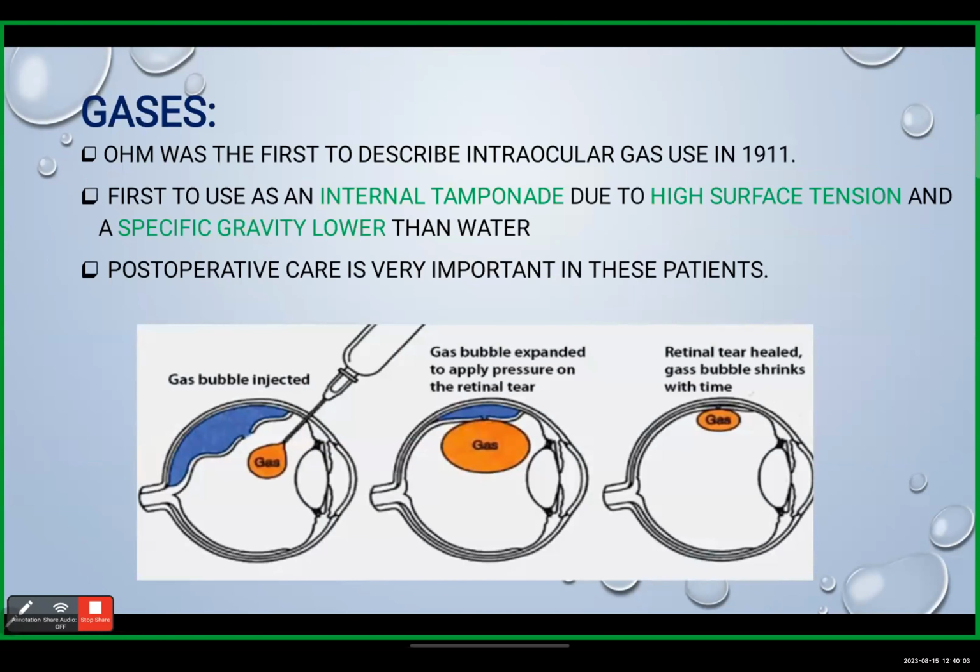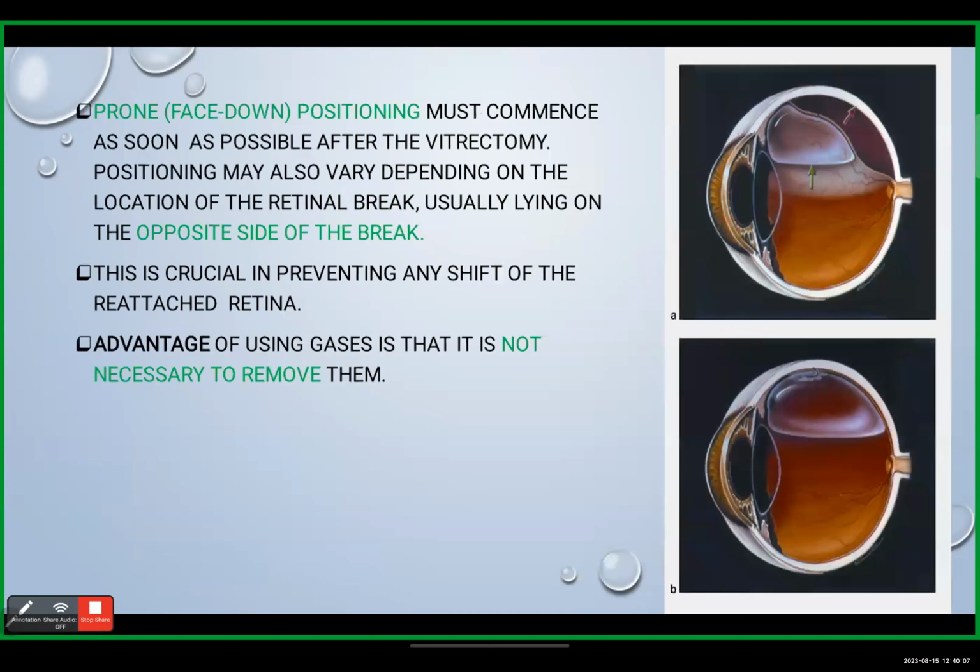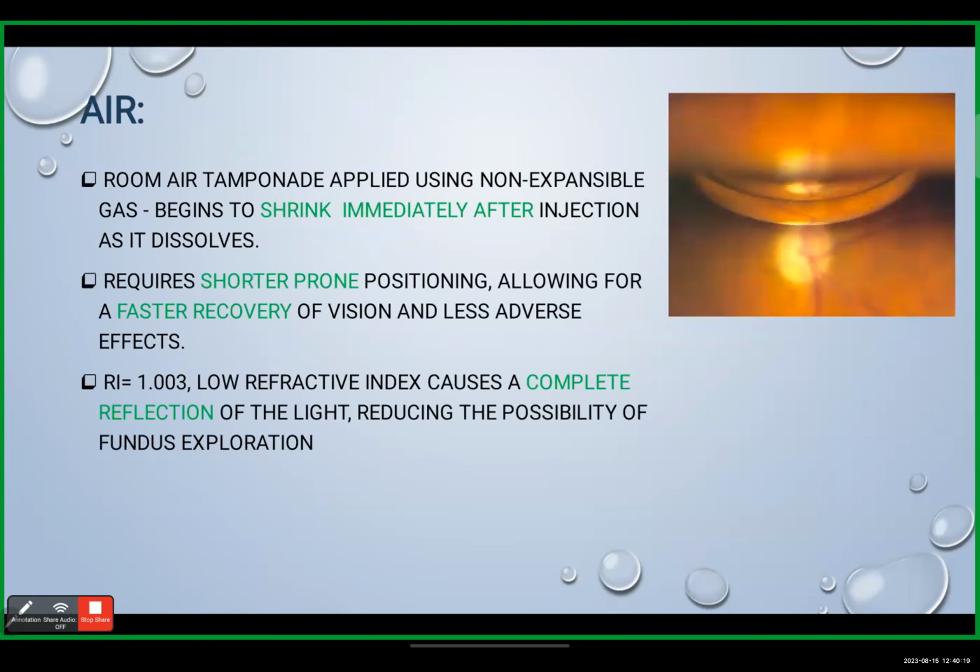Gases are used as internal tamponade due to high surface tension and specific gravity lower than water. The patient must be advised to sleep in prone, face down position, opposite side of the break, to provide the tamponade effect to the eye tear. One advantage of air is that we don't have to remove it. Room air begins to shrink immediately after injection. It requires a short prone position, allowing a faster recovery.